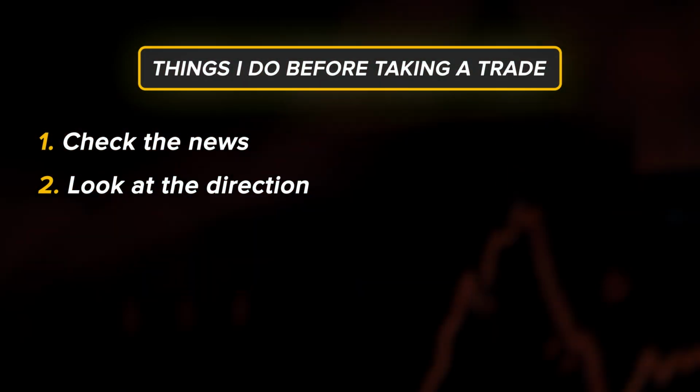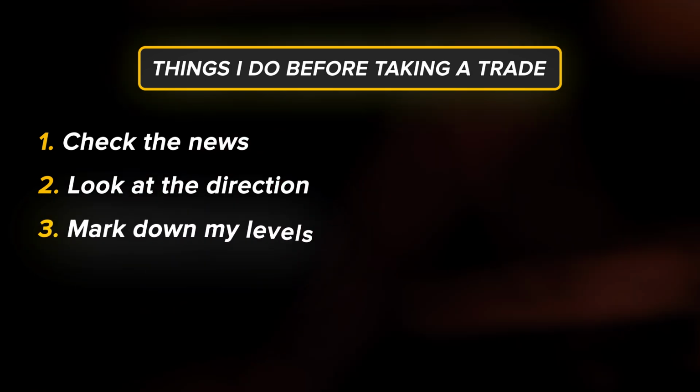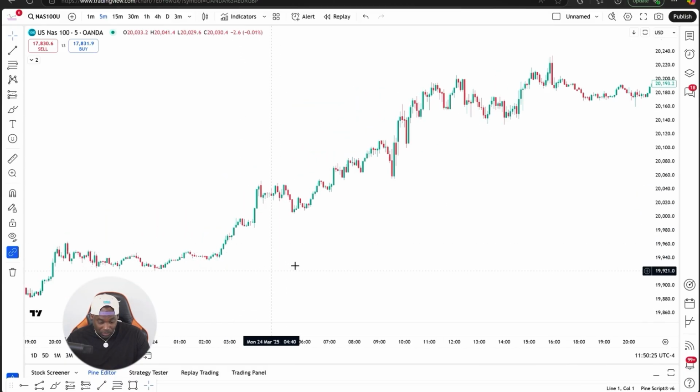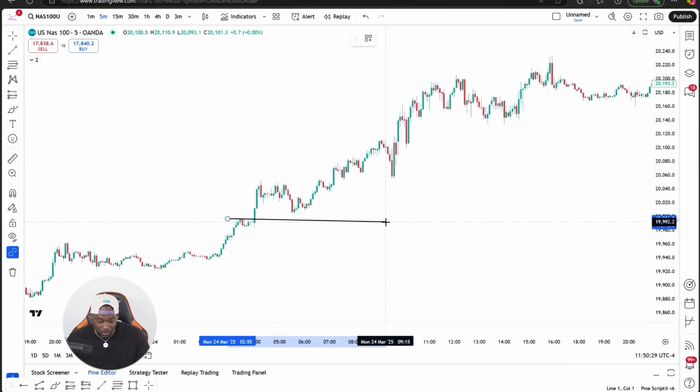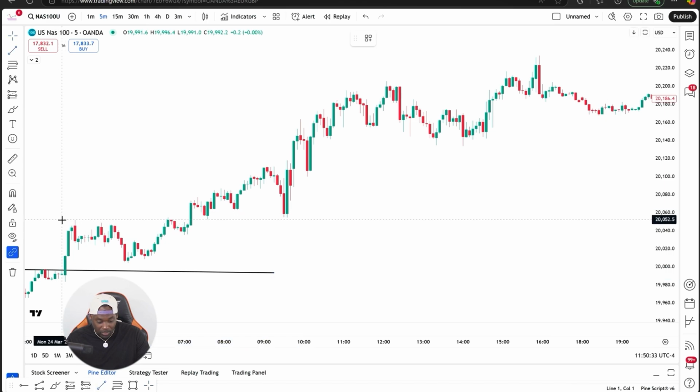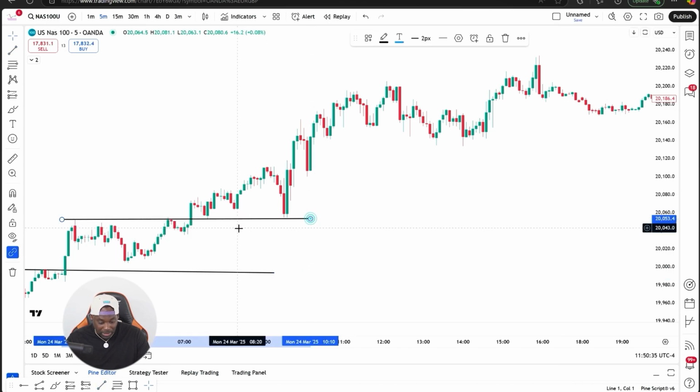Now, the next thing I do before I take a trade, guys, is I mark down my levels, okay? I mark down support and resistance and supply and demand. So let me give you a good example. All right, so I'm marking down my levels, guys. I'm marking down my levels on the 5-minute chart. Remember, I'm only looking at the 5-minute chart, marking down my levels. Okay, we have support right here. We have support right here. Okay, I'm marking down my levels, guys.